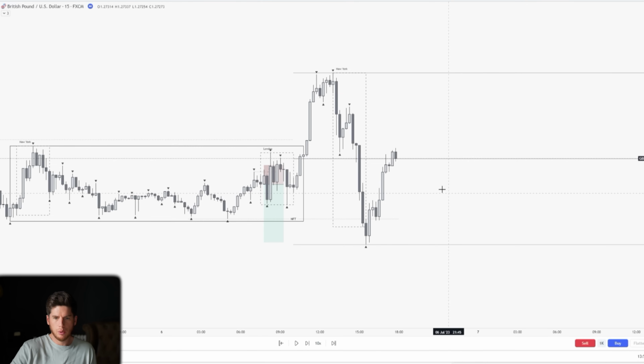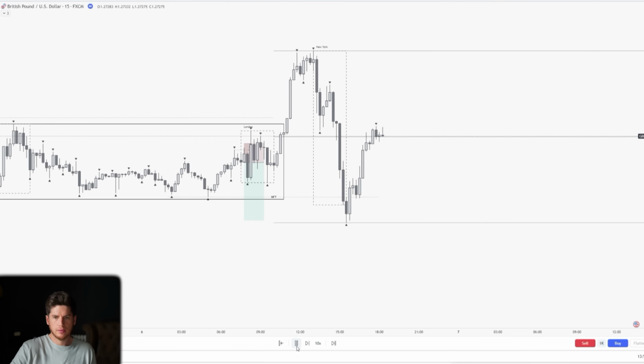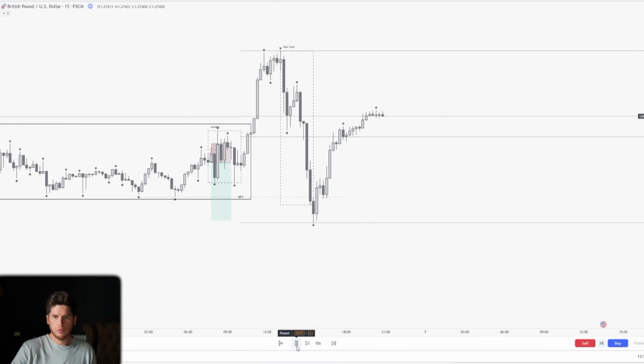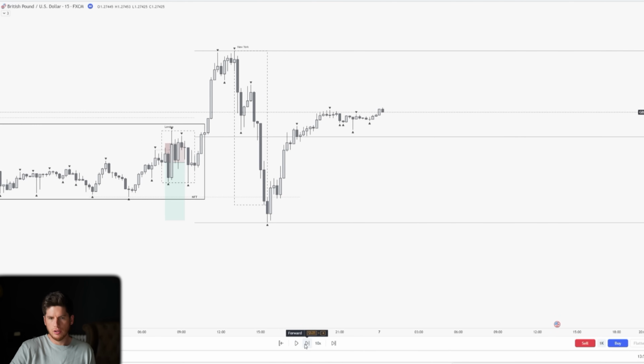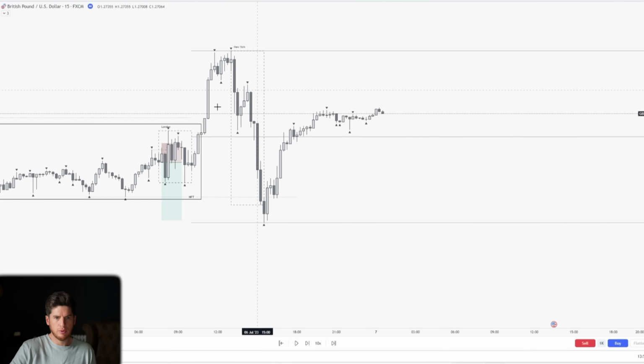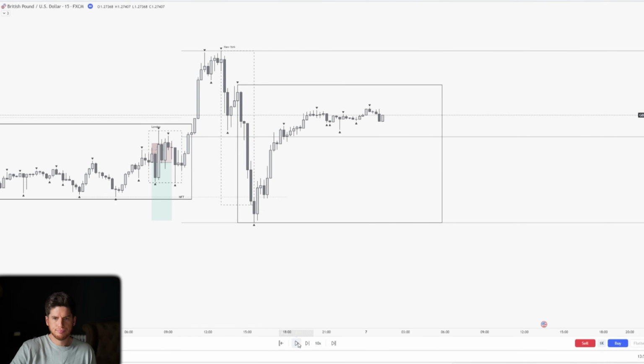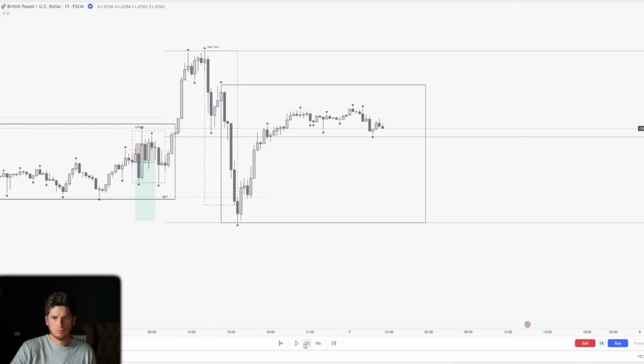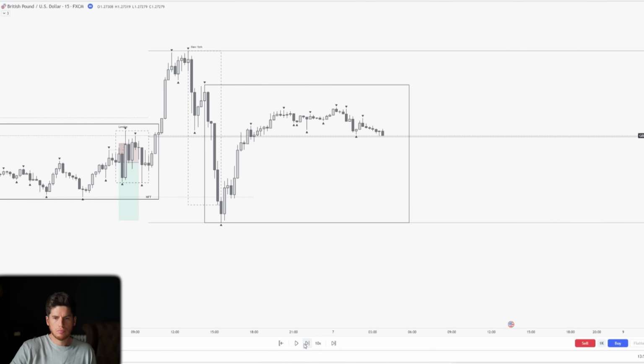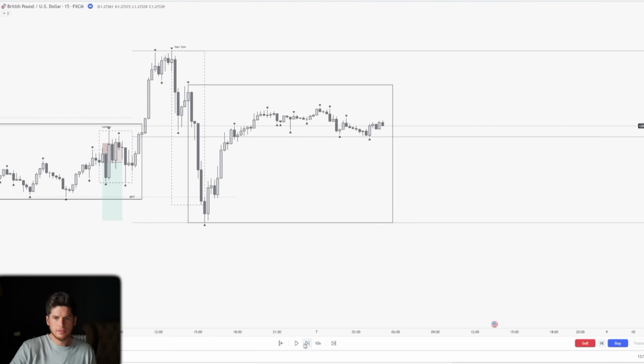So this is where we are now. We've had that pullback. Let's play it forward overnight. Wait for London open. Where's our 15-minute range now? It is here. So another large 15-minute range. Waiting for London to open.